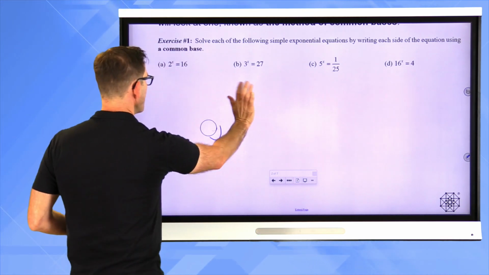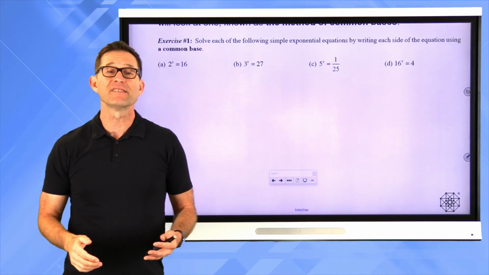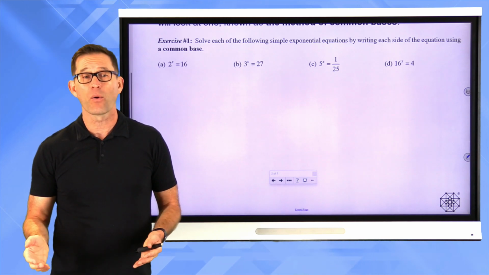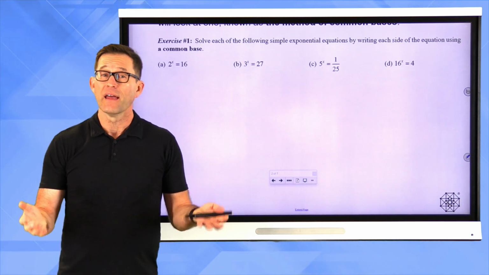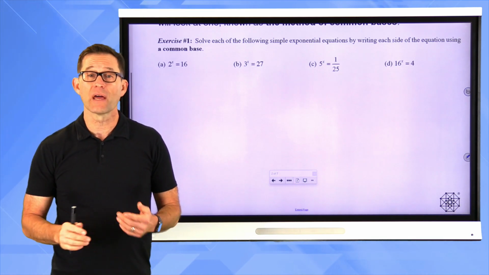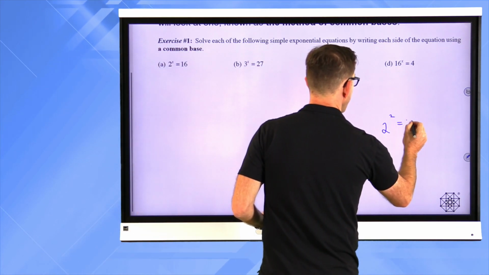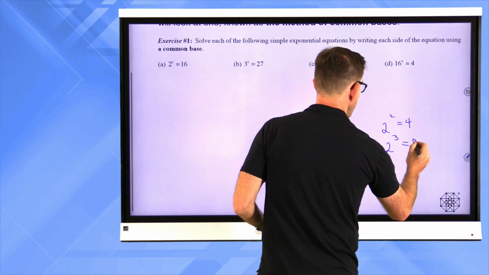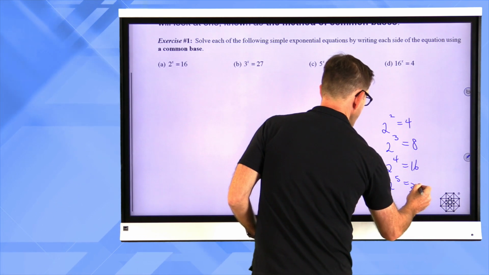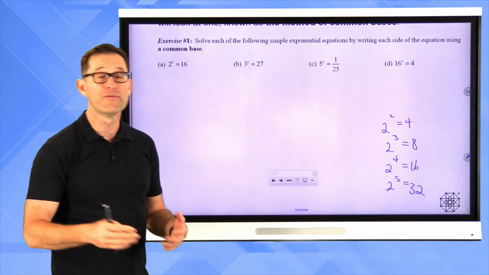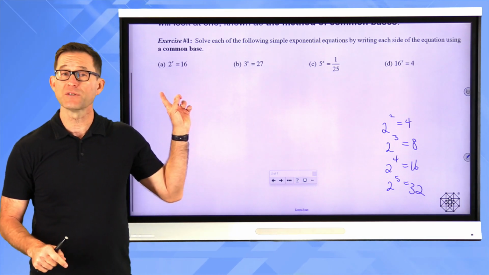All right, so I've got 2 to the x equals 16. Now what that is essentially saying is find the power that I have to raise 2 to in order to get 16. It is very important in this lesson to generally be able to think about small powers like 2 squared is 4, 2 cubed is 8, 2 to the 4th is 16, 2 to the 5th is 32, and likewise with 3, 4, 5, 6, maybe even 7, okay? So this one's pretty easy, right?